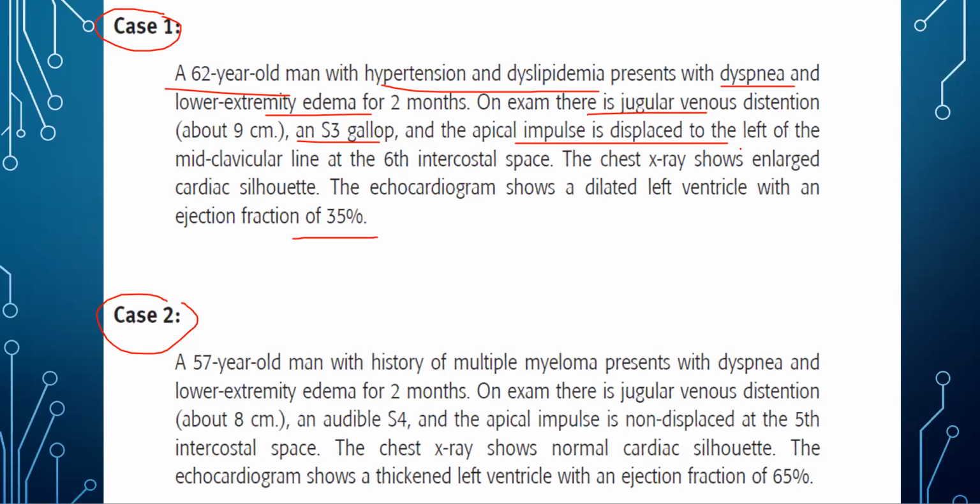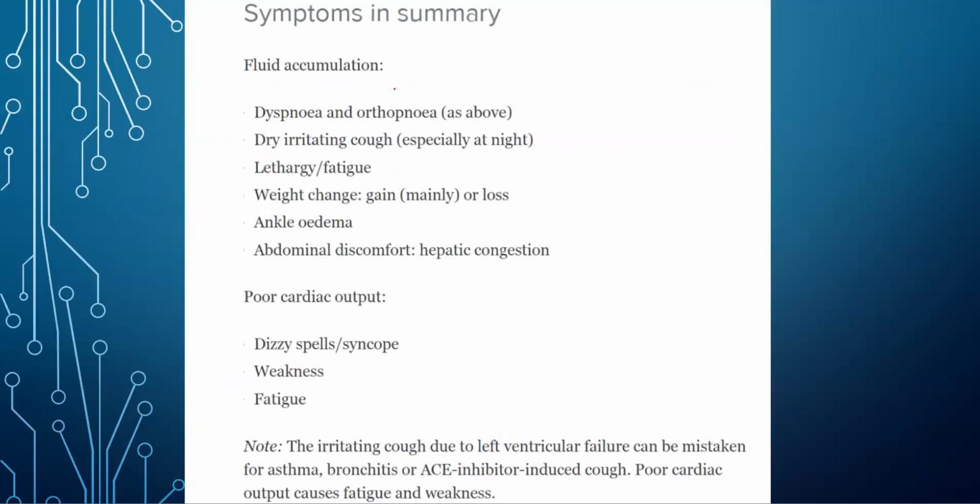There are two types of heart failure. That's why there is one case and another case. We'll go through each and everything, and then you will understand what the case one diagnosis is and what the case two diagnosis is. I'll come back to this same question after the discussion and ask you again, and you will tell me the diagnosis then. Let's pause that for now.